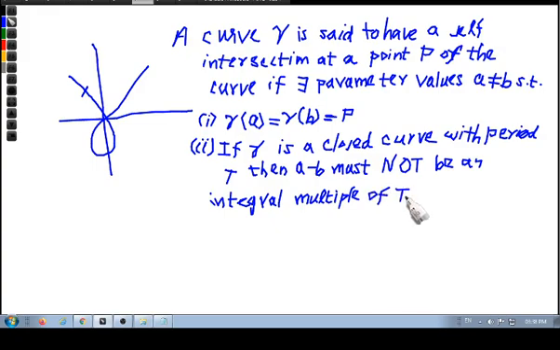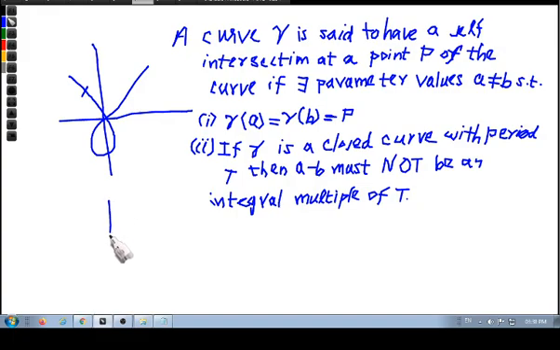So the condition 2, is that applicable in this figure? Condition 2 says that if gamma is a closed curve with period T, but this is not a closed curve. So can you give me an example of a situation where condition 2 is also applicable? And you want to look at how a self-intersection point on that curve will look like.